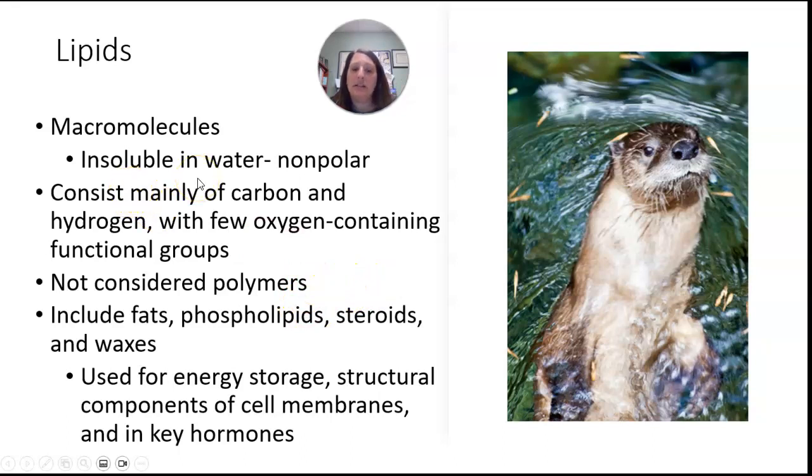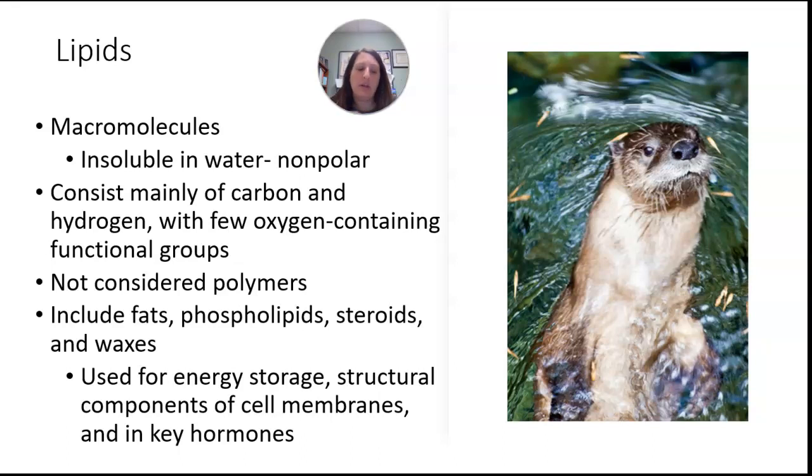This class includes things like fats and oils. We'll look at those. It also includes phospholipids. Those are the major component of plasma membranes. We'll look at those. It also includes steroids. Okay, so steroids. We will look at cortisol and we will look at cholesterol. Okay, and lastly, we will briefly talk about waxes.